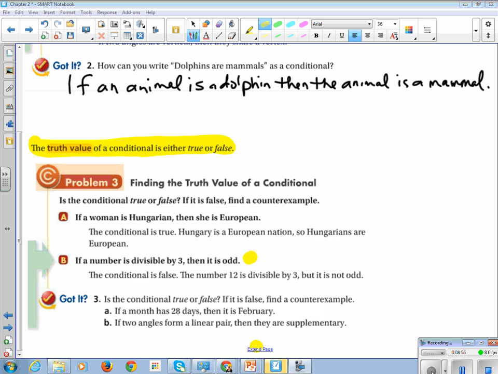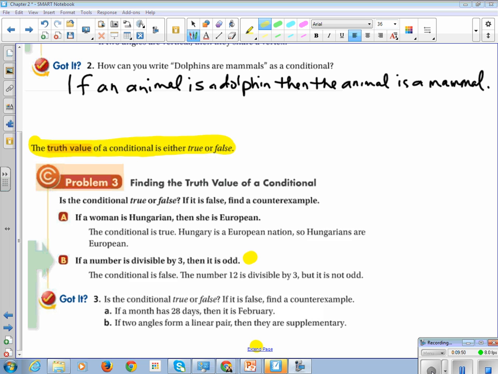If a month has 28 days, then it is February. So cross out all the months that have at least 28 days. January has 31, so cross out January. February, nope, we keep that on the board. March has 30. April has 31. May has 31. June has 30. July has 31. August has 31. September has 30. October has 31. November has 30. And December has 31. So we should have crossed out all the months except for February.